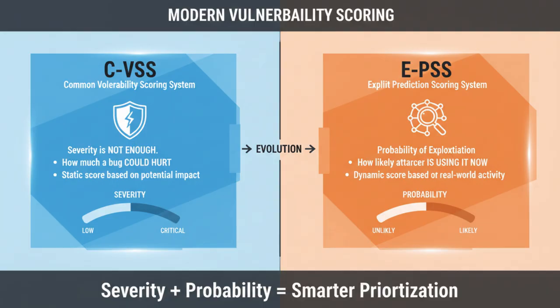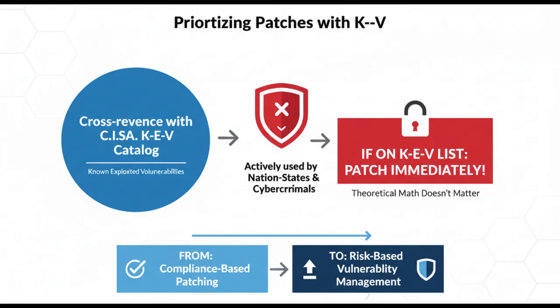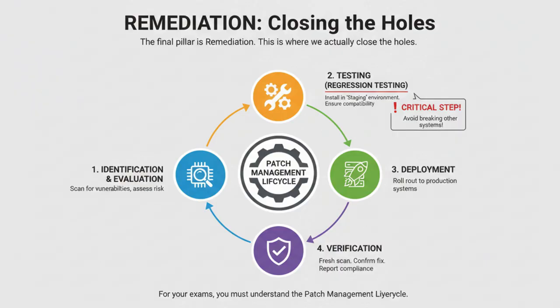We use the EPSS, the Exploit Prediction Scoring System. While CVSS tells you how much a bug could hurt, EPSS tells you how likely it is that an attacker is actually using it right now. We cross-reference this with the CISA KEV catalog. This is a curated list of known exploited vulnerabilities being actively used by nation-states and cybercriminals. If a bug is on the KEV list, the theoretical math doesn't matter. You patch it immediately. This is the shift from compliance-based patching to risk-based vulnerability management.